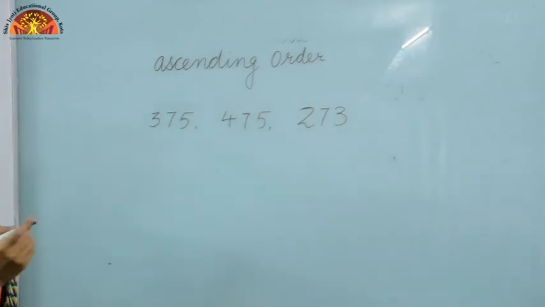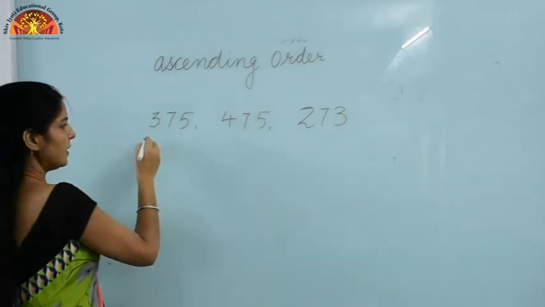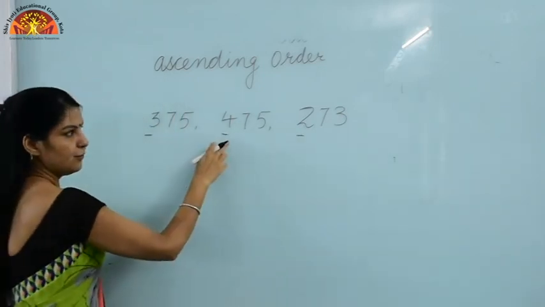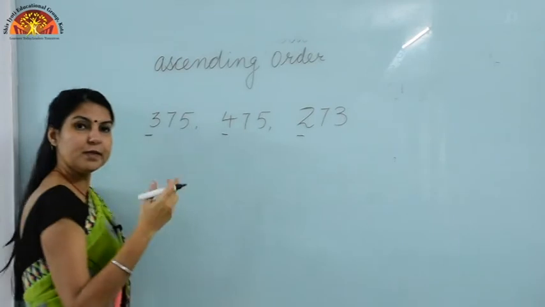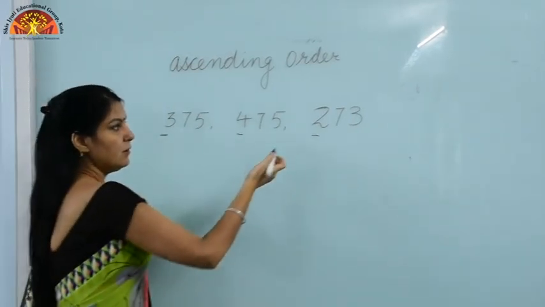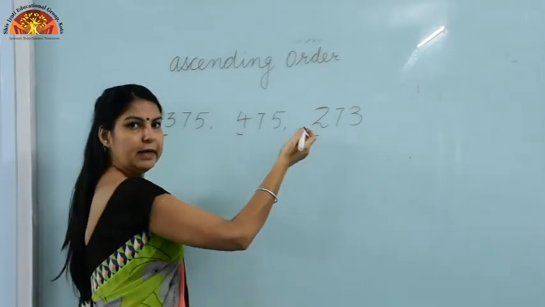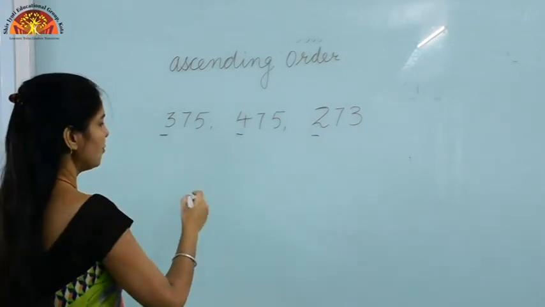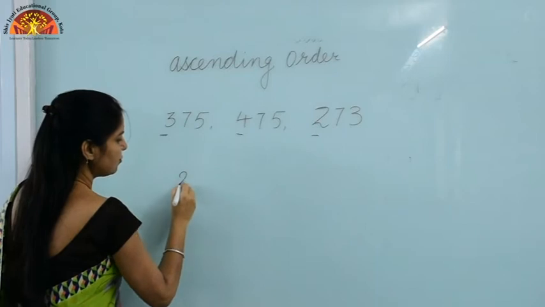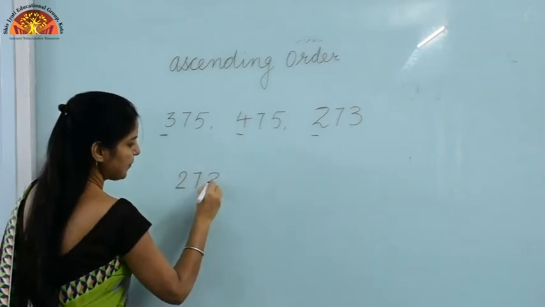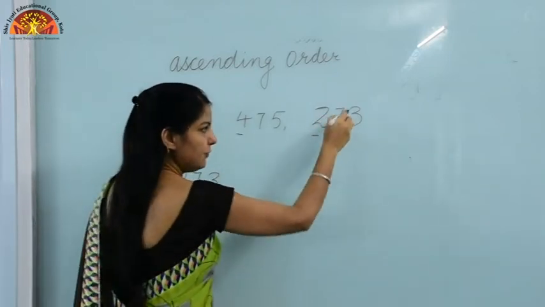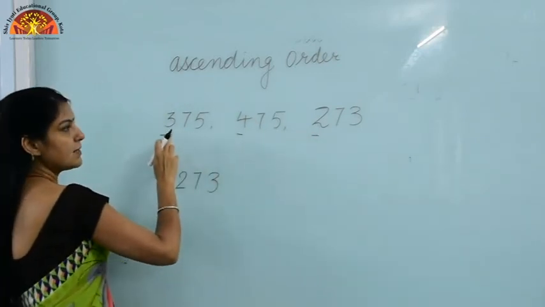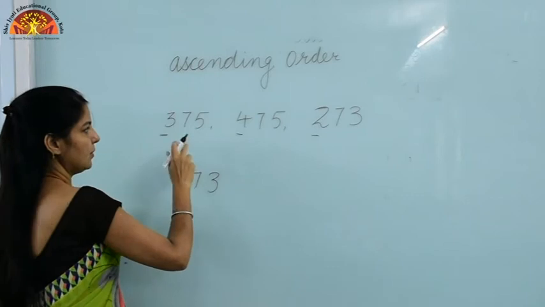Now, what you will do? You will compare the digits which are at hundreds place. Here 3, here 4 and here 2. Which number is smaller? The number which is having 2 at hundreds place, that will be smaller. So, first of all we will write 273 and now leave this number. We have written this number, so we will skip this number now and we will check the remaining numbers.